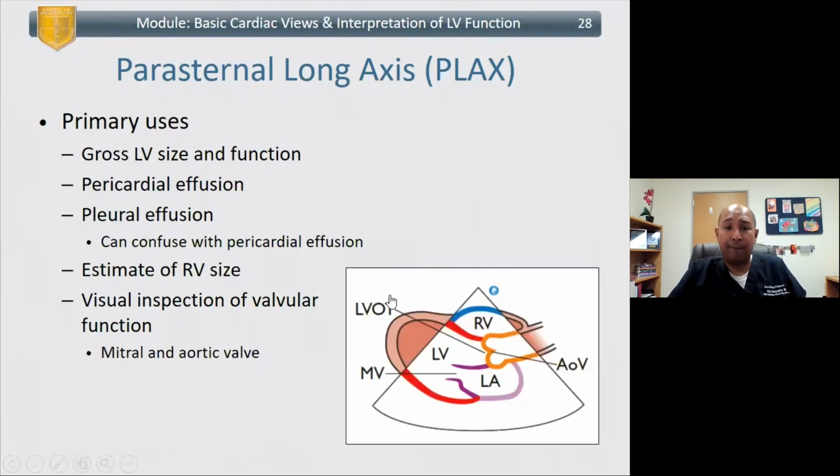When we talk about the parasternal long axis view, why do we use it? Well, it's going to give you the gross LV size. How's the left ventricle functioning? It's a good view to look for pericardial effusions. It gives you a nice estimate of the right ventricle size, and you can visually inspect the mitral valve and the aortic valve, like I pointed out.